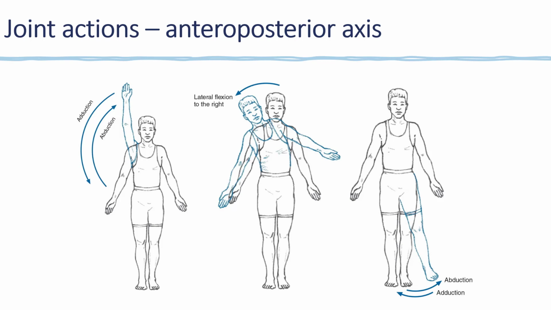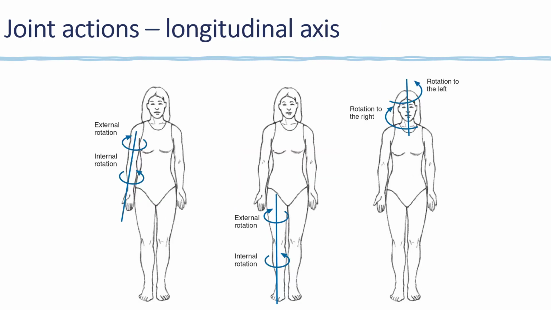Now in the antero-posterior axis, you'll see things like abduction and adduction, lateral and medial flexion, and then about the longitudinal axis, that's the rotation, right? The twisting. So you'll have external and internal rotations. If you can somehow rotate your entire head, then that would be about the longitudinal axis.